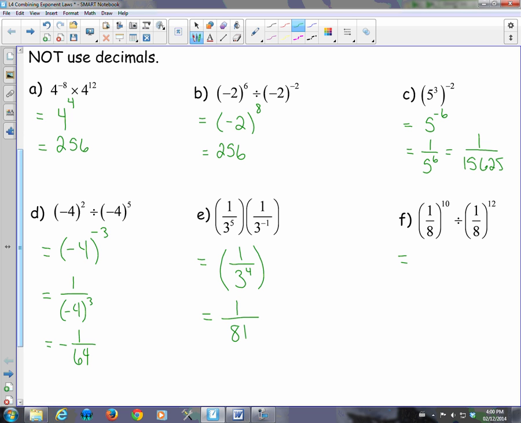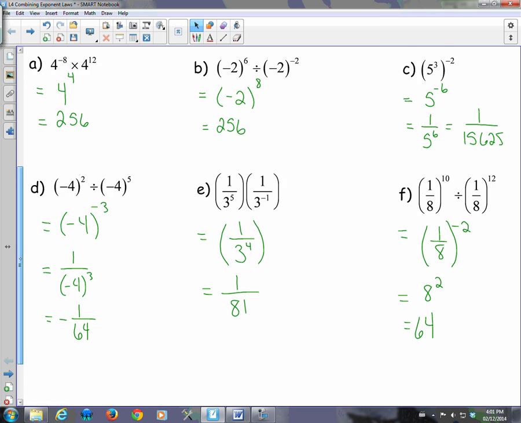And same thing with F. I have 1 over 8 to the exponent 10 divided by 1 over 8 to the exponent 12. I'm going to keep my base and subtract my exponents, which gives me a negative 2. And then I've got to flip my base around. So I have 8 over 1 to the positive 2, which is 64.